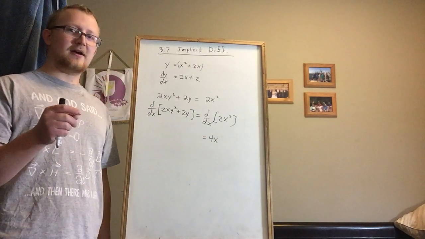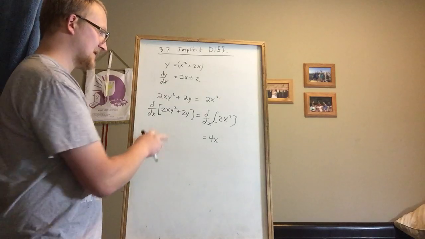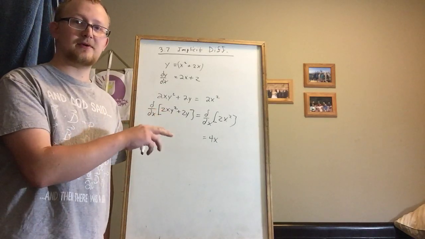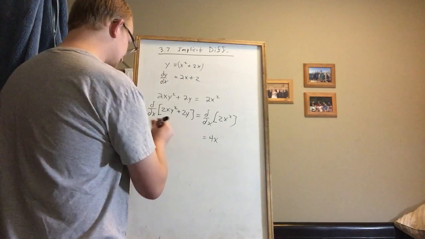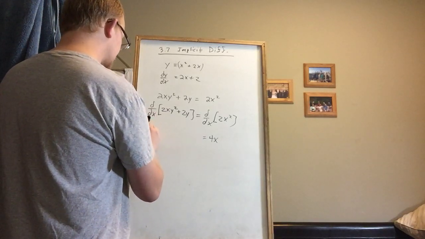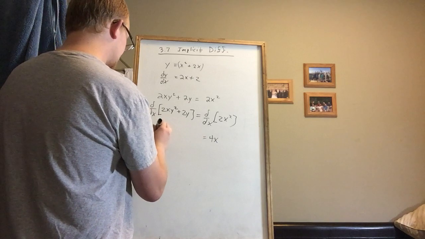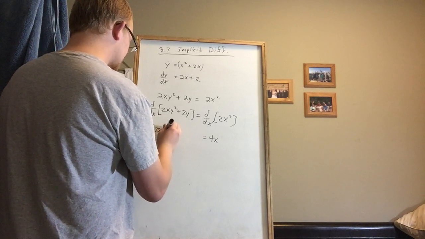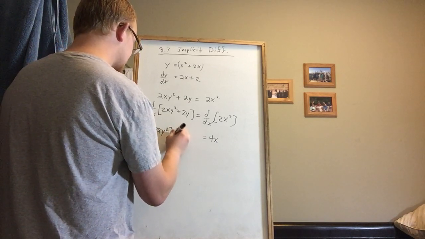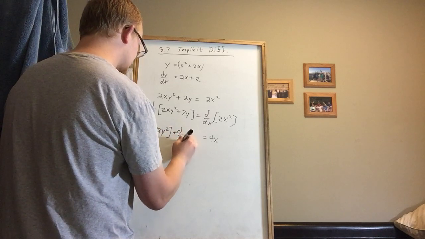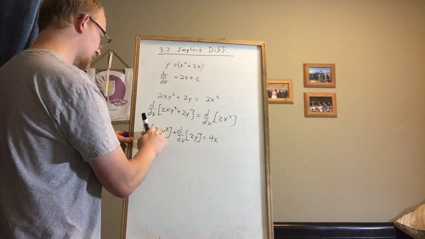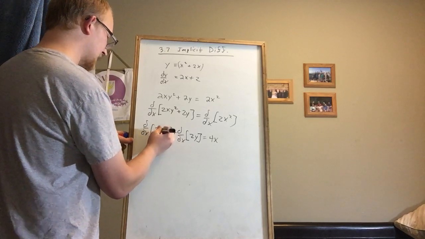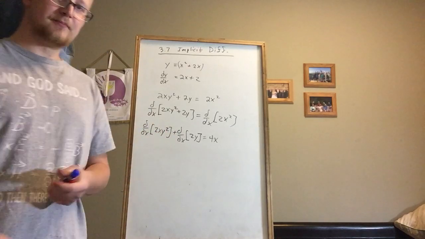So applying linearity with derivatives means that I can take any summed or differenced, so any added or subtracted terms, I can take the derivative of them separate from each other. So now I'm going to take d dx of 2x y squared plus the derivative with respect to x of 2y. And let's go ahead and start with the one on the right here. It's a little more straightforward.